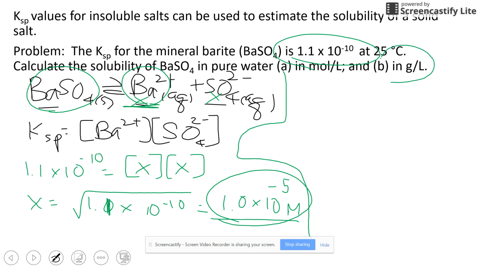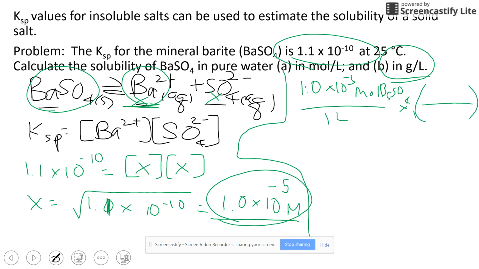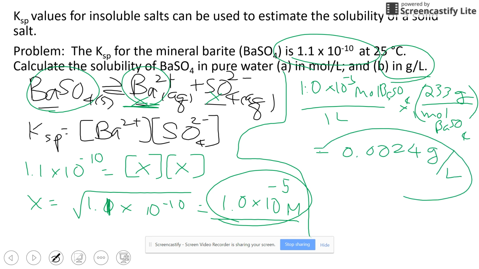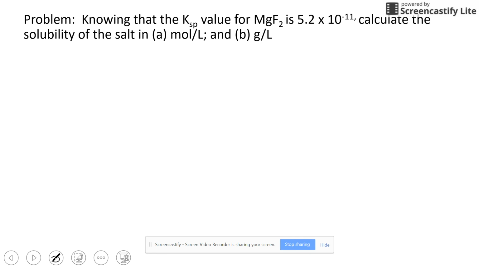So if we want to find it in grams per liter, you can just take that 1.0 times 10 to the negative 5 mole of barium sulfate per 1 liter. Multiply that by its molar mass, 233 grams per 1 mole of barium sulfate. Multiply the two values, the answer comes out to be 0.0024 grams per liter. And that answers this question. Let's move on to the next one.